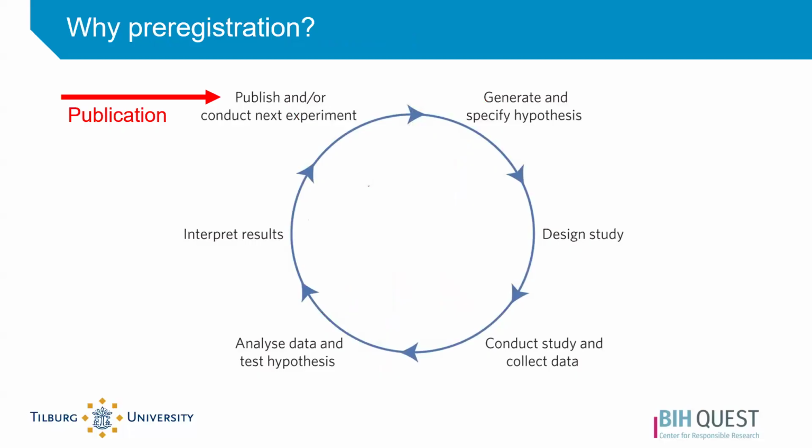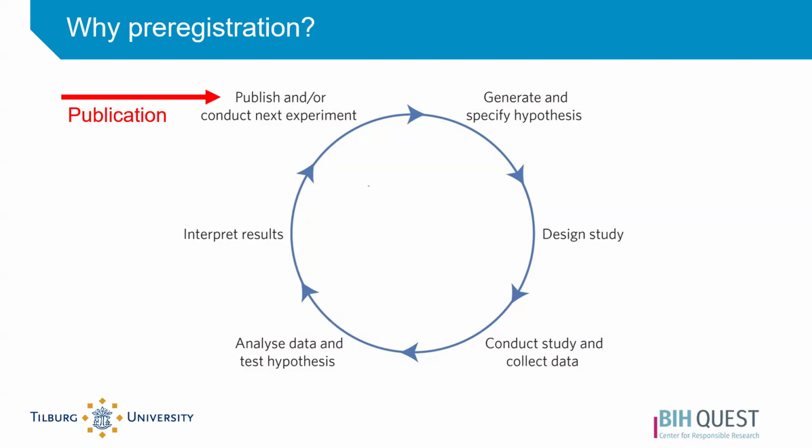I'd like to show you this empirical cycle to give an explanation. So we start at the top right, where we generate an hypothesis. Then we design a study to test this hypothesis. Then we collect the data, analyze the data. That's an hypothesis test. And then we interpret the results. Then we write out the results and you publish a paper. So this is a pretty standard empirical cycle.